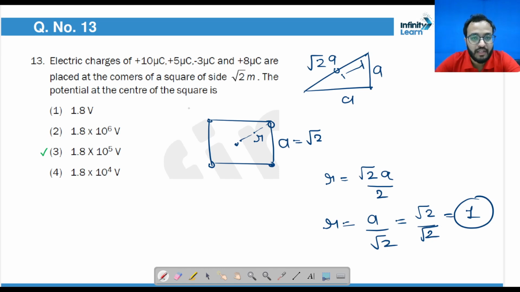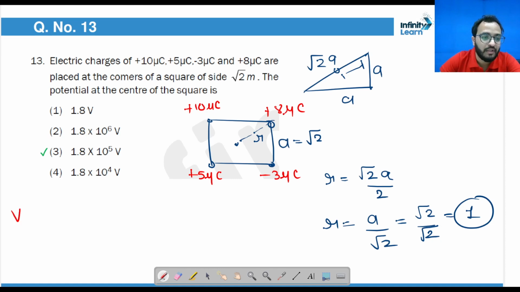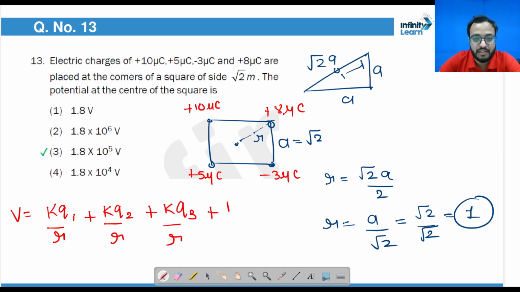Next is, okay, this is plus 10 microcoulombs, this is plus 5 microcoulombs, this is minus 3 microcoulombs, and this is plus 8 microcoulombs. What will you do? You will say potential is kq1 by r, distance is same for everyone, plus kq2 by r plus kq3 by r plus kq4 by r. So what you need to do is take kq by r common, add all the charges and put the value of k and r. That's it. Yes or no? r is 1. So simple.